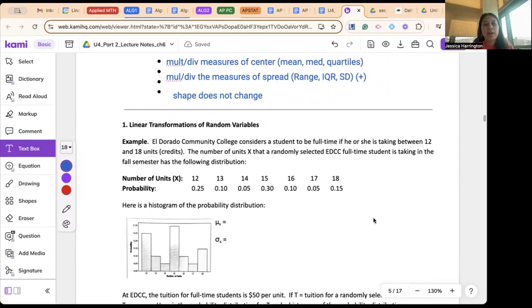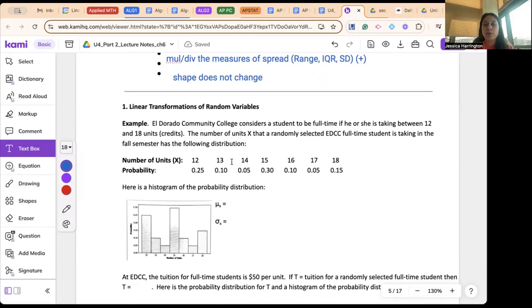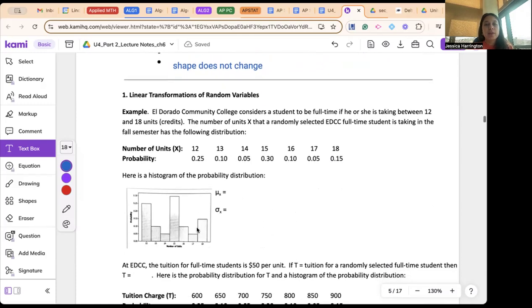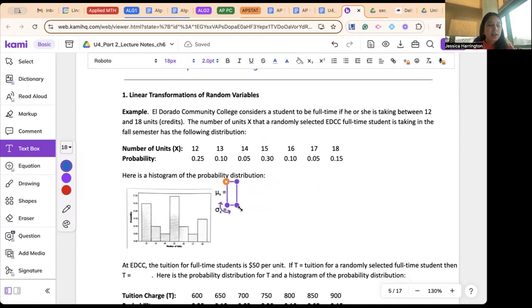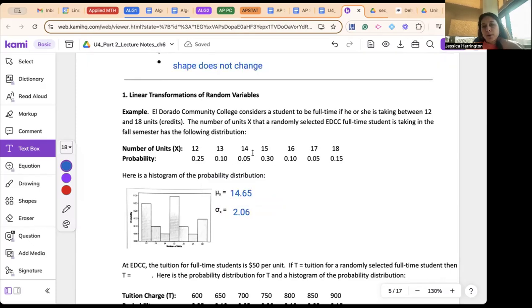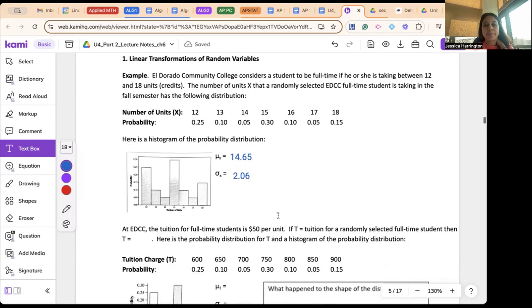Okay, first example. El Dorado Community College considers a student to be full-time if he or she is taking between 12 and 18 credits. The number of units or credits, X, that a randomly selected EDCC full-time student is taking in the fall semester has the following distributions. There's a probability distribution, and there's a histogram of the probability distribution. I'm going to tell you mu x is 14.65 and sigma x is 2.06. You could do that by putting this in your calculator and running the 1-var stats, but I'm just going to give us those now, save some time.